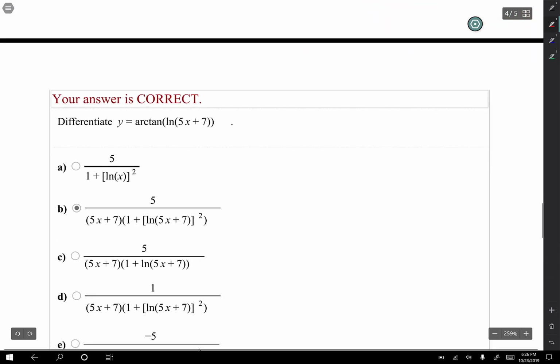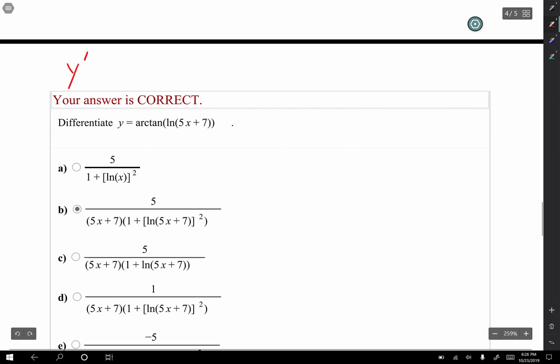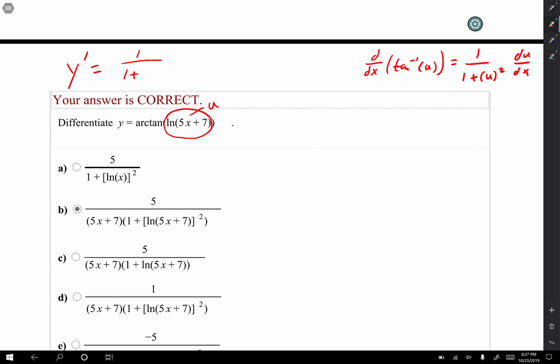Again, same thing. So let's take the derivative right off the bat. y prime equals, this is just taking the derivative of arctan here. So 1 over 1 plus, all of this is your u. In case you're wondering, you're saying, Chavez, what do you mean by u? I'm going to put it right here. d/dx of arctan of u is 1 over 1 plus u squared times du/dx. So that's what I mean by u, guys. So 1 over (ln of 5x plus 7), all that being squared.